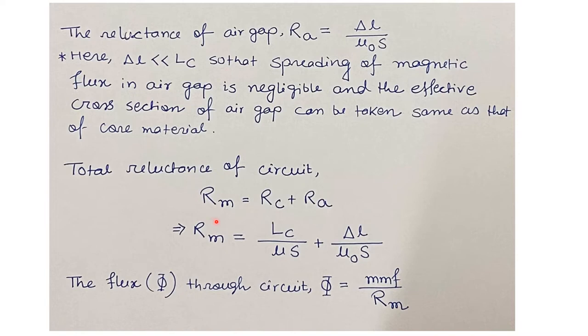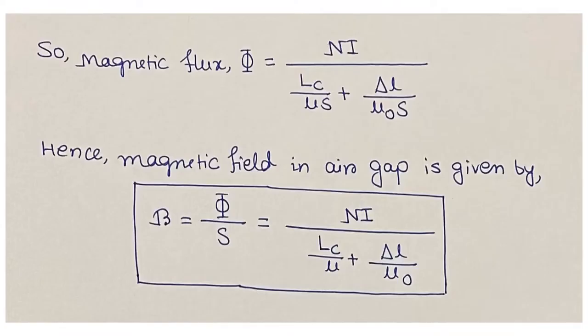So, it is analogous to the electric circuit where two resistors are connected in series. In our magnetic circuit, the total reluctance is Lc by mu S plus del L by mu naught S. Now, we know the flux through the circuit phi is defined as MMF, that is magnetomotive force, divided by Rm, that is the total reluctance of the magnetic circuit. So, in our present configuration, the magnetic flux phi equals N times I, which is basically the MMF, divided by the reluctance of the circuit, that is Lc by mu S plus del L by mu naught S.